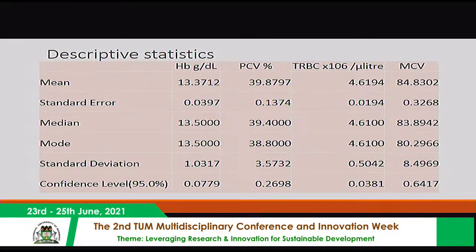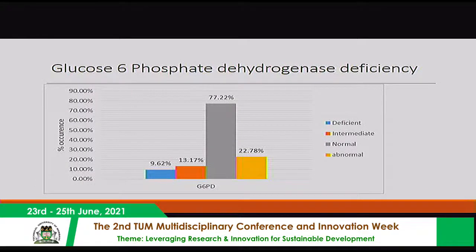Okay, if we did descriptive statistics, we found that basically the variation in the population in the total red blood cell count was the one that was significant. Okay, so this is the G6PD, and we found that about 9.62% of the population actually had a deficiency in glucose-6-phosphate dehydrogenase, and therefore they were prone to having the disease, G6PD disease.